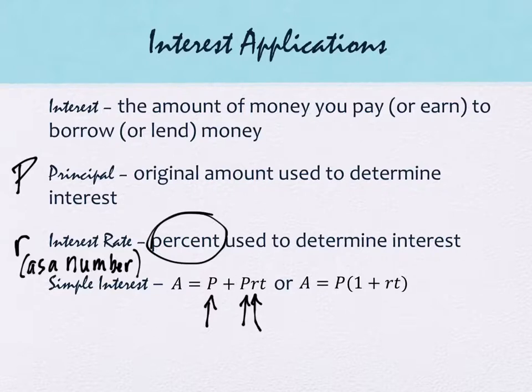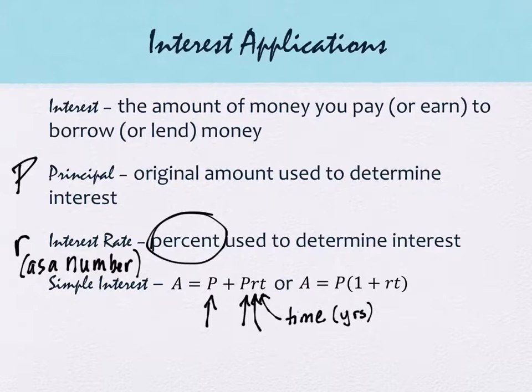And then the T is time. The time is always measured in years with this application. When we're talking interest, we're measuring things in years. So if it talks about an 18-month loan, then it means that you've got 1.5 years.